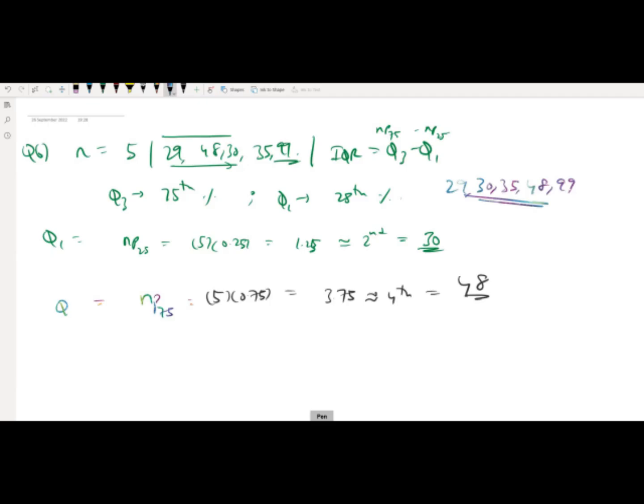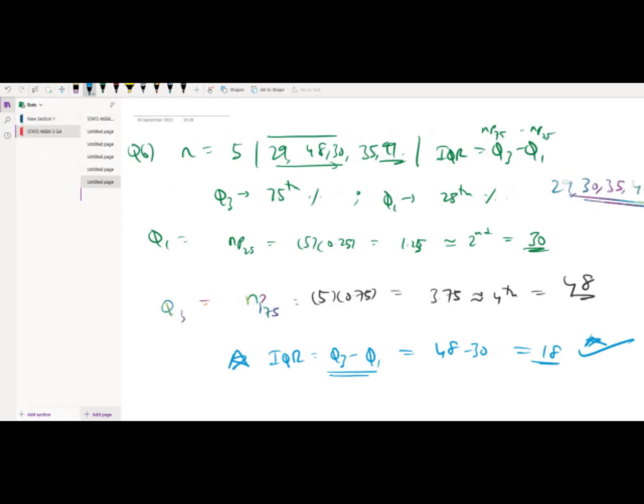What should we do now? We need to subtract the Q1 from Q3. So IQR is equal to Q3 minus Q1 is equal to 48 minus 30, which is 18. This is our IQR. Our IQR has been found out using the formulas from Q3 and Q1. With this we completed our question number 6 as well.